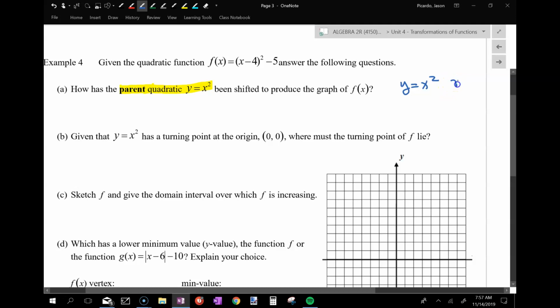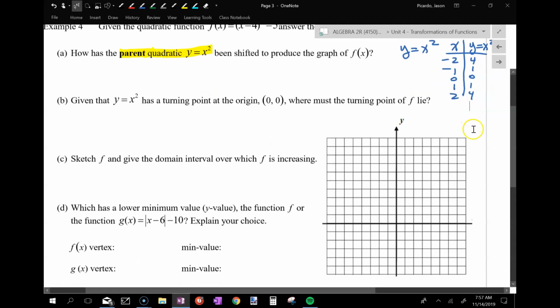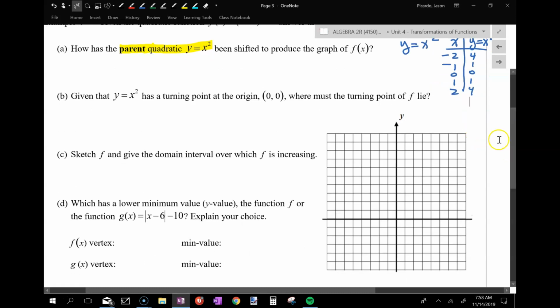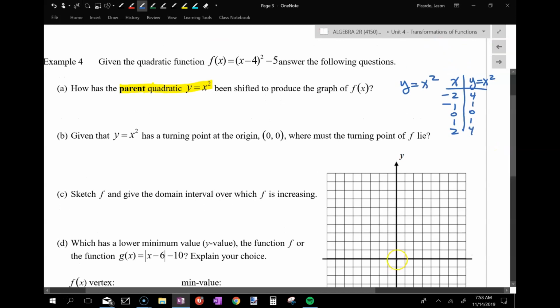And it would be a parabola with these values, okay? So if I was to sketch that, it would look like this.